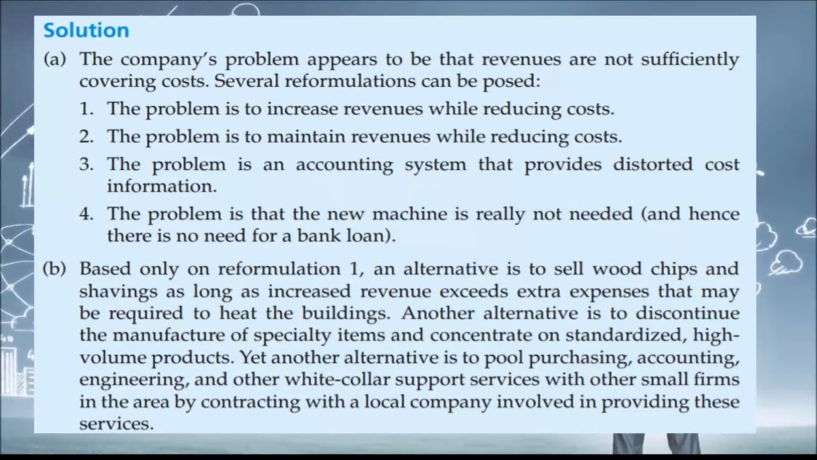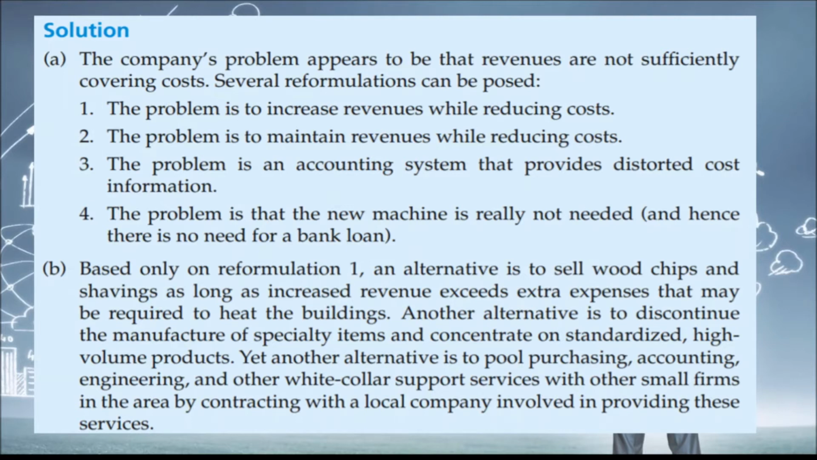Okay, here is the solution. In letter A, the company's problem appears to be that revenues are not sufficiently covering costs. Several reformulations can be posed. First, the problem is to increase revenues while reducing costs. Second, the problem is to maintain revenues while reducing costs. Third, the problem is an accounting system that provides distorted cost information. And number 4, the problem is that the new machine is really not needed. Hence, there is no need for a bank loan.